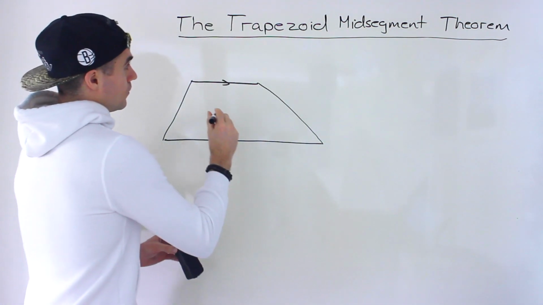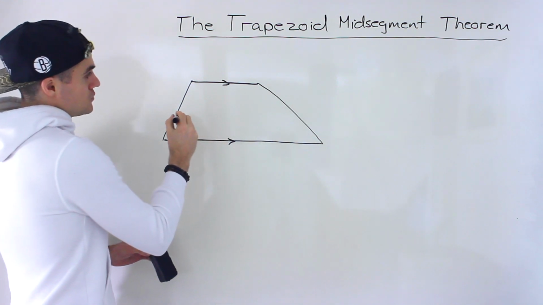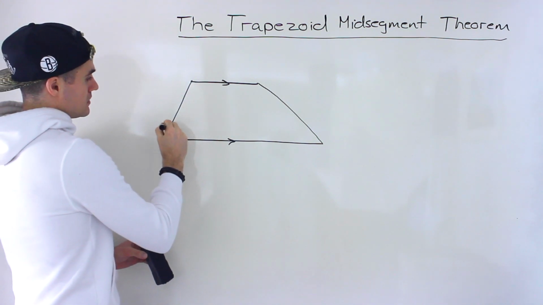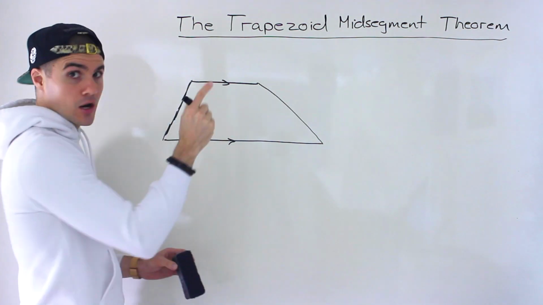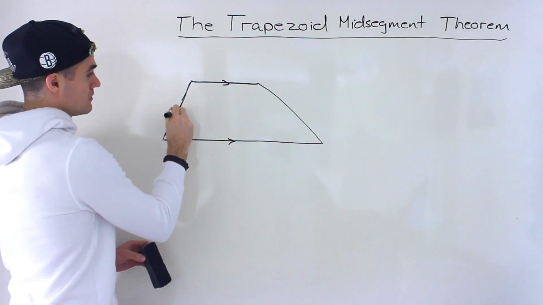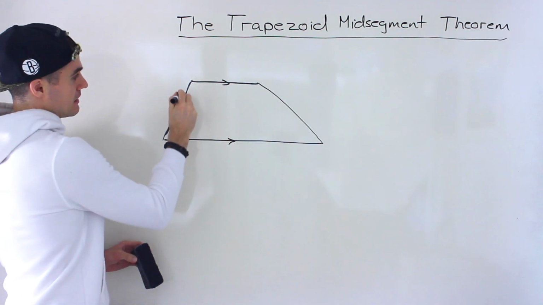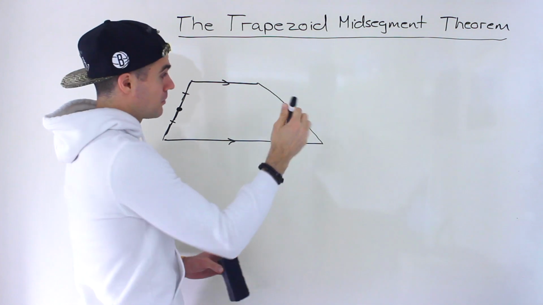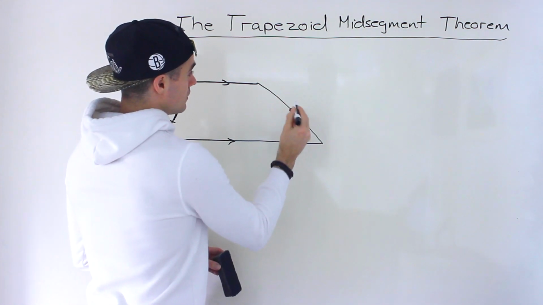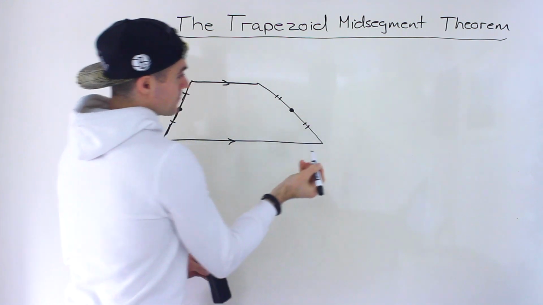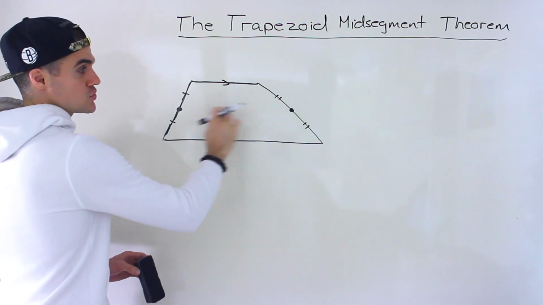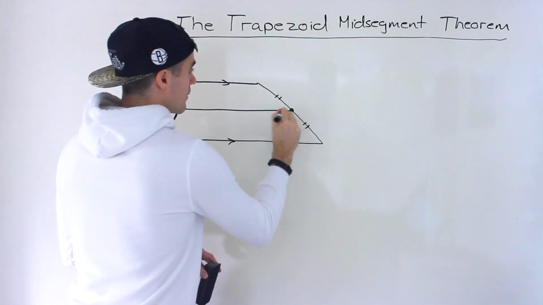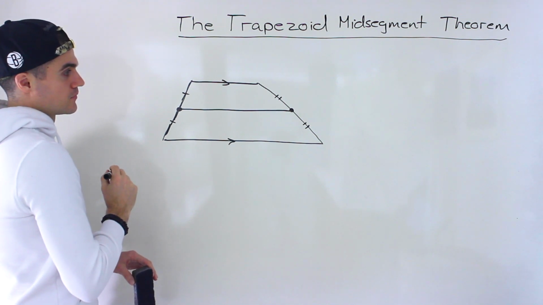Now, the mid-segment is going to be another line within this trapezoid. If we take the midpoint of one of the non-parallel sides, so let's say right here, meaning that this length and this length are the same, and then we take the midpoint of the other non-parallel side, so let's say it's over here, so that means this length and this length are the same, and then we join those two midpoints of the non-parallel sides, that's the mid-segment right there.